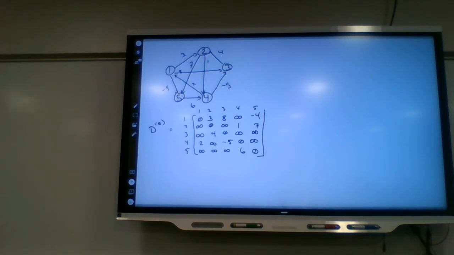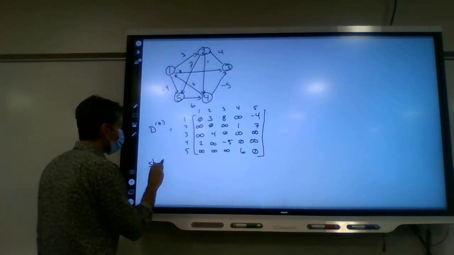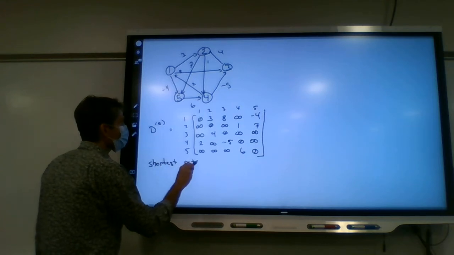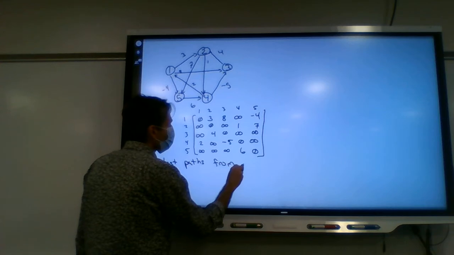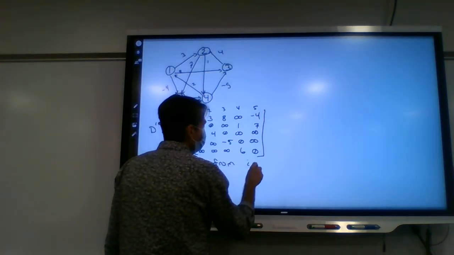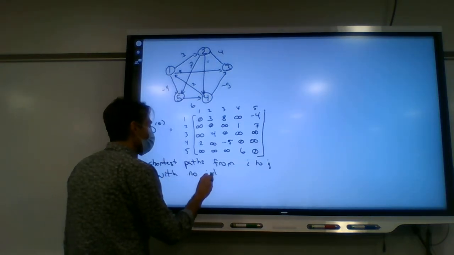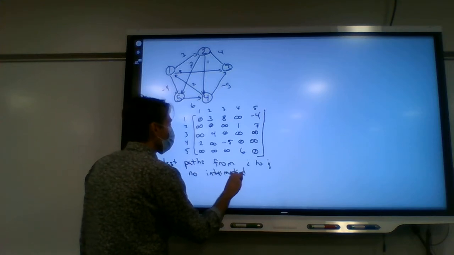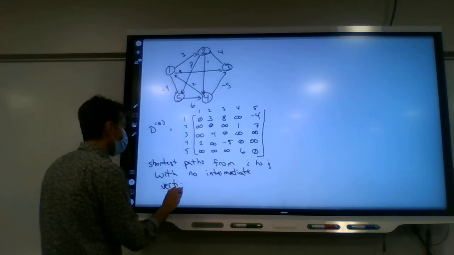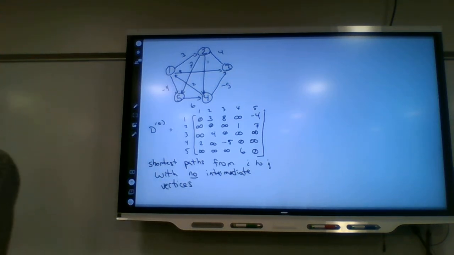So here is our starting matrix, D0, and it gives shortest paths I to J with no intermediate vertices, right? These are the shortest paths that just go from that vertex straight to the other one. No vertices in the middle.